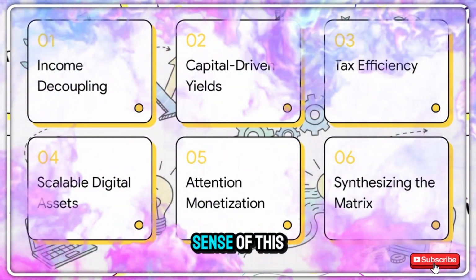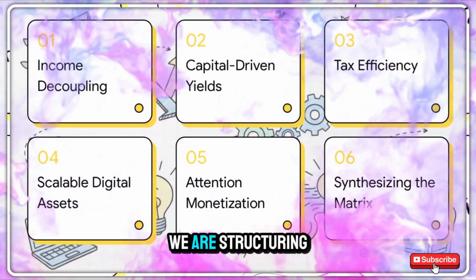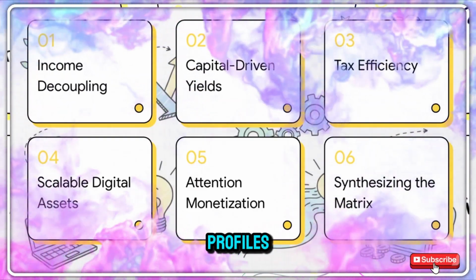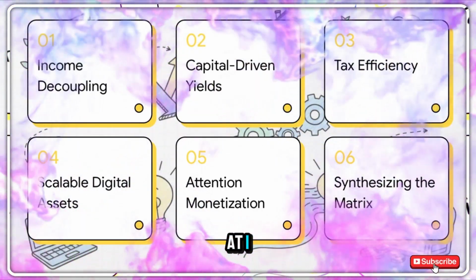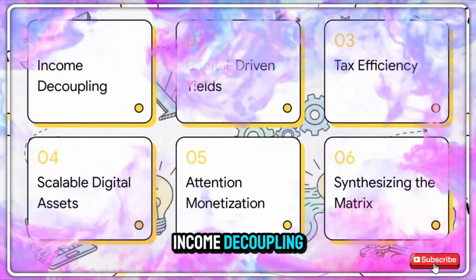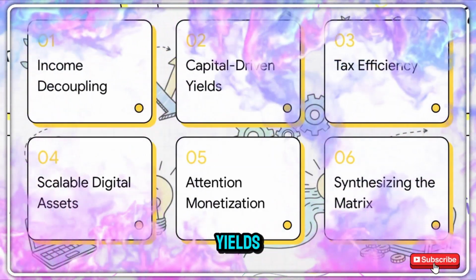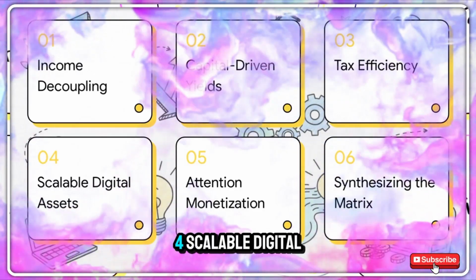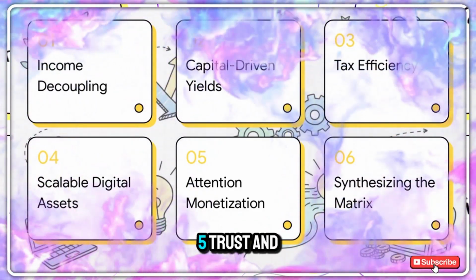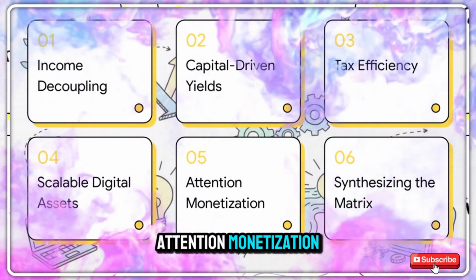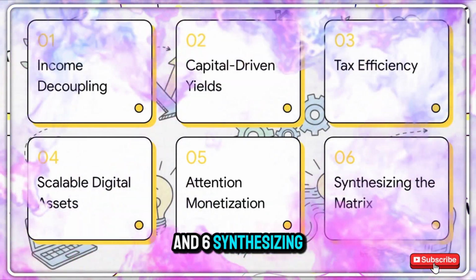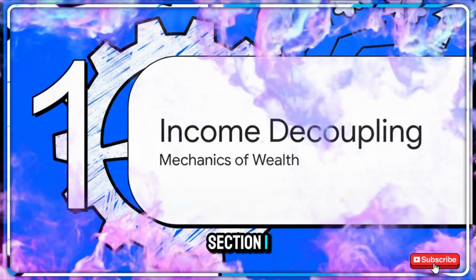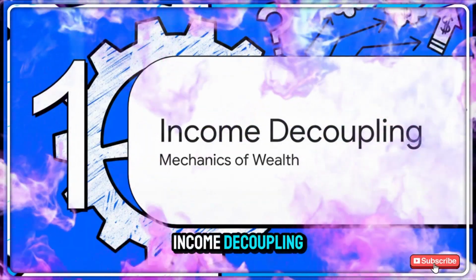To really make sense of this data, we are structuring our findings into a rigorous framework based on leverage profiles. We'll be looking at 1. The mechanics of income decoupling, 2. Capital-driven yields, 3. Asset-backed tax efficiency, 4. Scalable digital assets, 5. Trust and attention monetization, and 6. Synthesizing the matrix. Okay, let's kick things off with section 1, the mechanics of income decoupling.